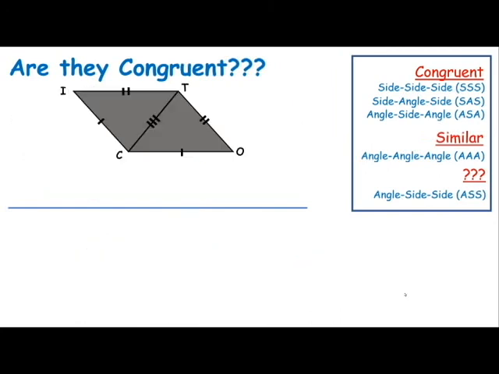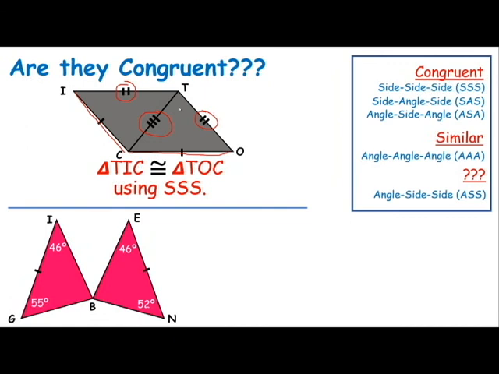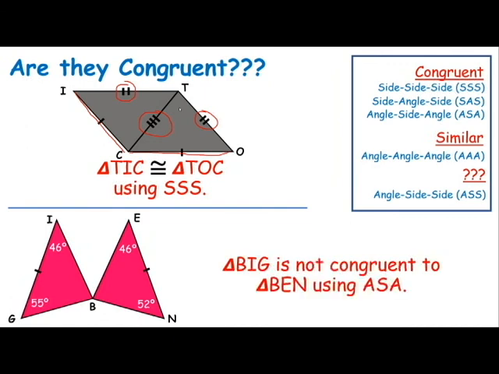How about this one? Once again, notice that we have this shared side right here. I have side IC is congruent to side OC. I have side IT is congruent to side OT. And of course, CT is congruent to itself. This is congruent using side, side, side. How about that one? Hopefully you were able to figure out that no, these are not congruent because we have an angle, side, angle, but that second angle, they are not congruent. Angle G is not congruent to angle N. So we can prove these are not congruent using angle, side, angle.